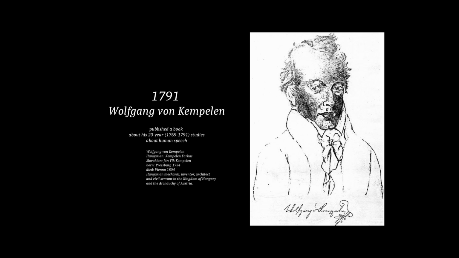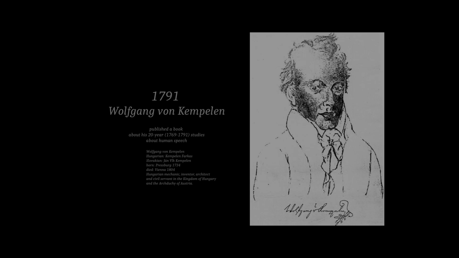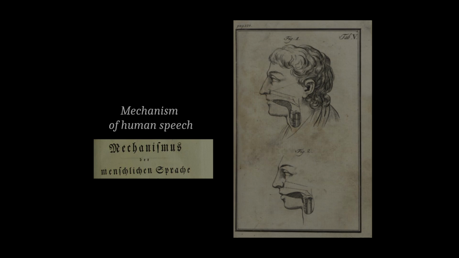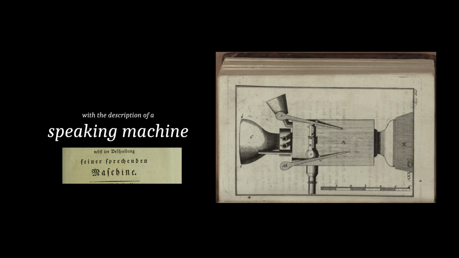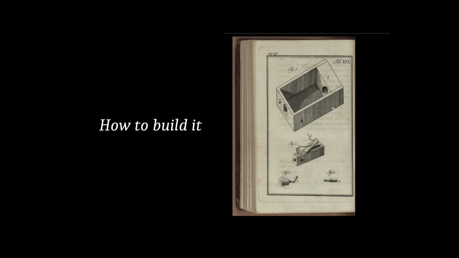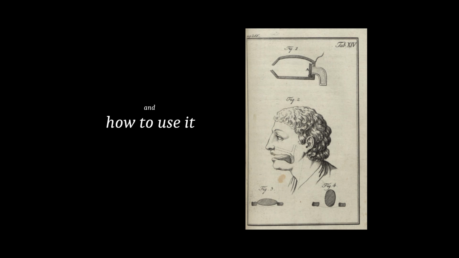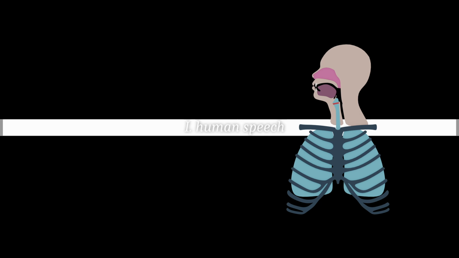1791, Wolfgang von Kempelen published a book about his 20-year studies about human speech. Mechanism of human speech, with the description of a speaking machine. How to build it, and how to use it. 1. Human speech.